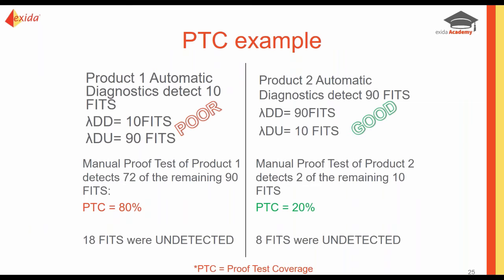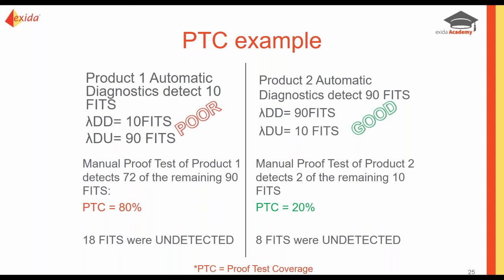So for product 1, it has poor automatic diagnostics. Of those 100 FITs, 10 of the dangerous failures will be detected, so that's the dangerous detected rate, where 90 of the FITs are dangerous undetected. So those 90 are left over, kind of hiding. So you do a manual proof test of product 1, and it detects 72 of those 90 FITs. You have a proof test coverage of 80%. So you might think, oh, 80% proof test coverage, that's great. Well, from those 90 FITs, 18 FITs were still undetected.